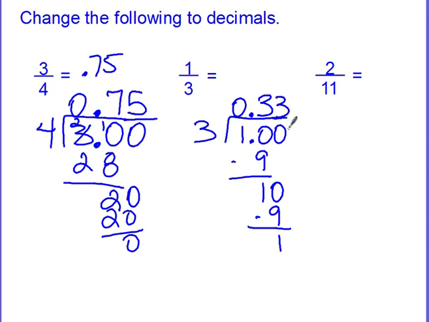Subtract, 1, add one more 0, bring it down. 3 goes into 10, well, it goes 3 times again. So this one, you'll notice that 3 is just going to keep going. Just keep going and going and going.